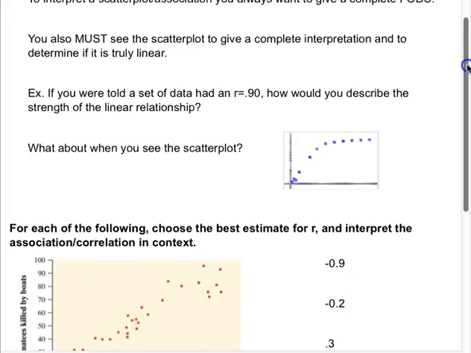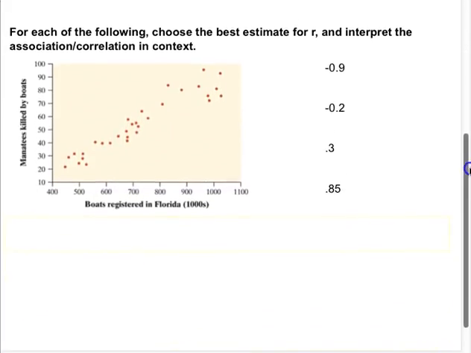All right, so let's dive into, for each one, choose the best estimate for R and interpret the association or correlation in context. So obviously, you're never going to have to just look at something and give me an R value, but I want you to know what would be appropriate, and then in the next section, we'll start diving into calculating it using the calculator, okay?